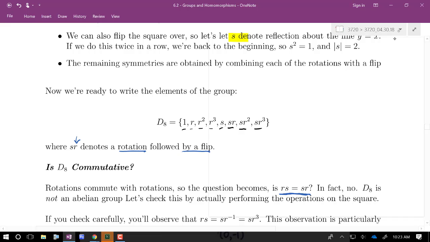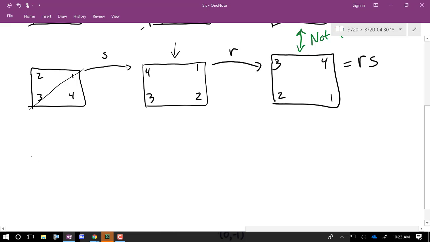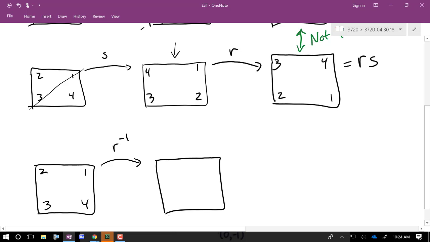So let's show that in fact RS is really equal to the same thing as SR inverse. So if we find the R inverse first, R inverse will be a counterclockwise rotation. So now I really am going to do the counterclockwise.